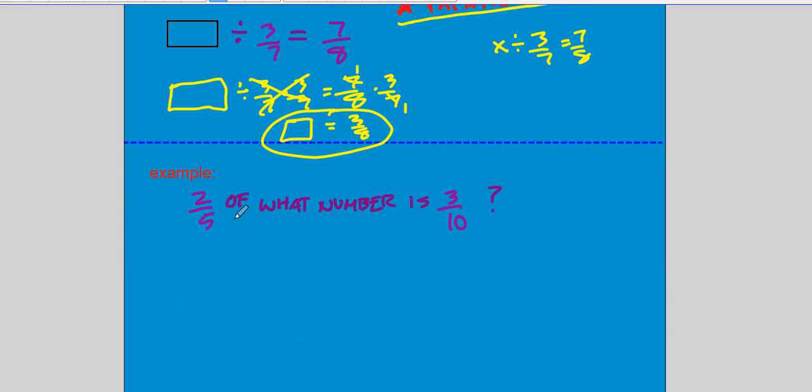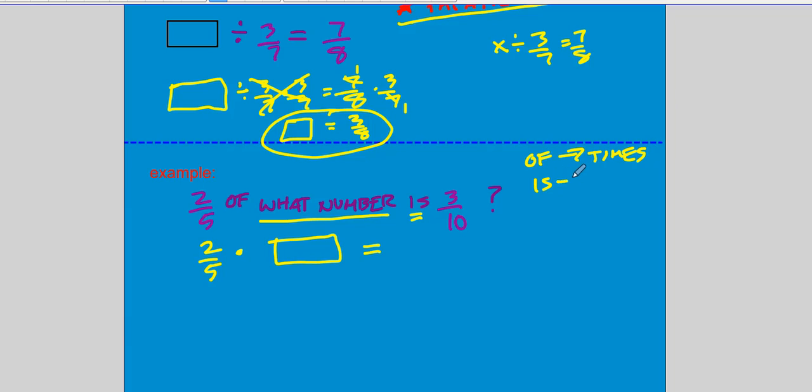2/5 of what number? Of, again, is times. 2/5, bring it down. What number? I'm going to use box here again. That's what I don't know. Is means equals. I told you of is times. Almost all the time in a math problem, when we see is, that means equals. In this case it means equals, so we have this. So 2/5 times box equals 3/10.